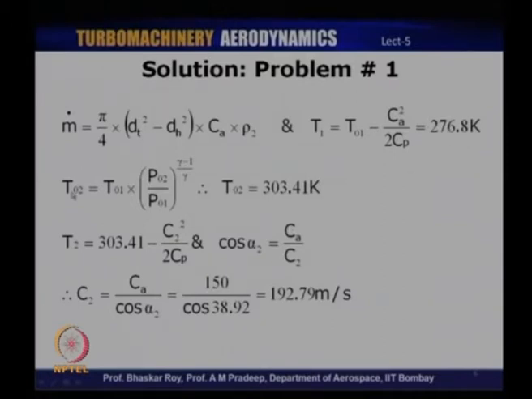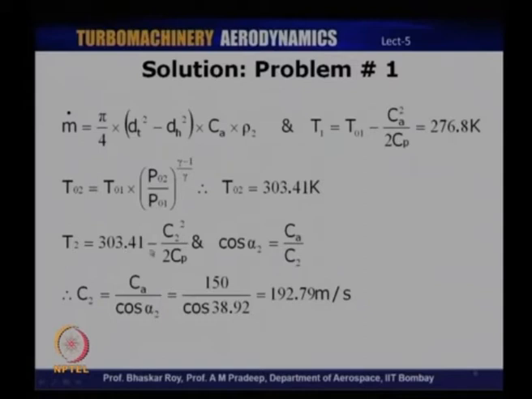T0_2 is equal to T0_1 multiplied by (P0_2 by P0_1) raised to (gamma minus 1) by gamma. This is obviously from the isentropic relations. Since the other parameters are known, the pressure ratio is also known, and the per stage pressure ratio is also given, we can calculate T0_2 as 303.41 Kelvin.